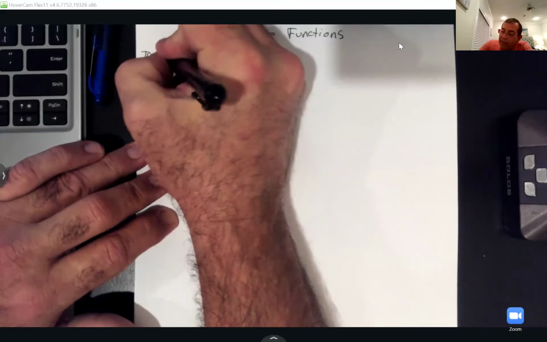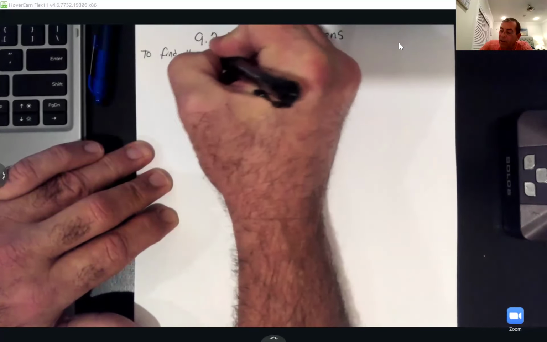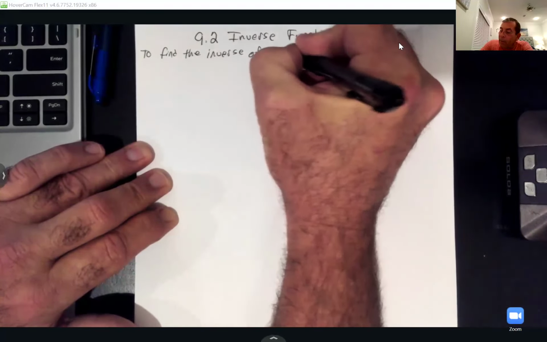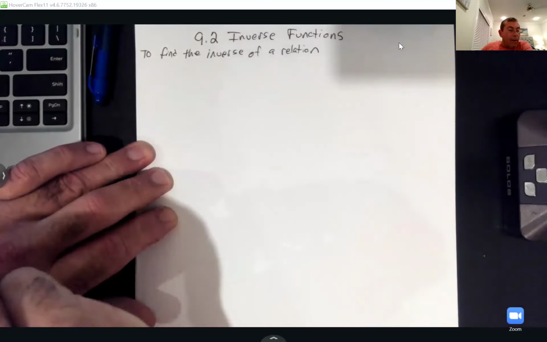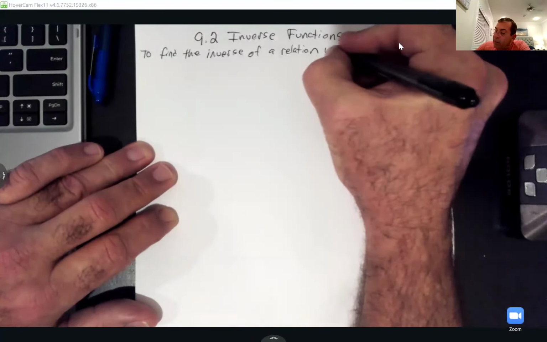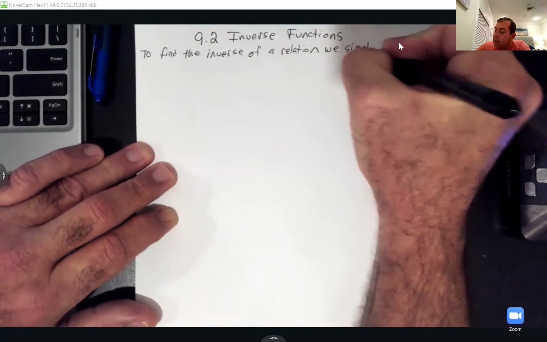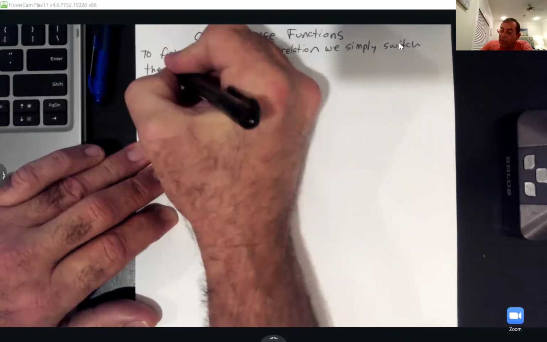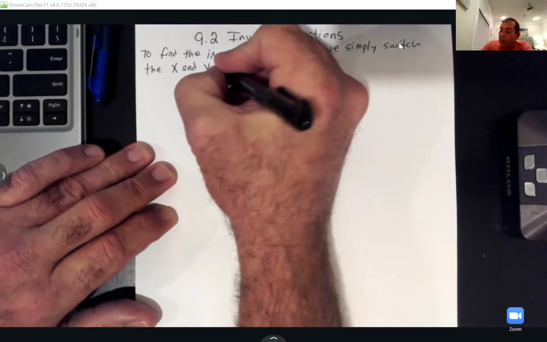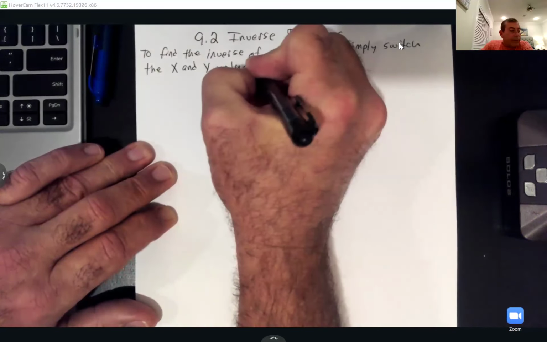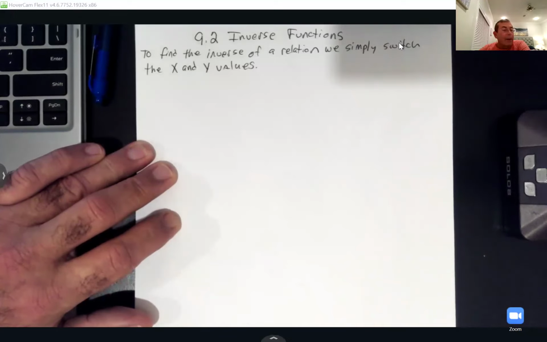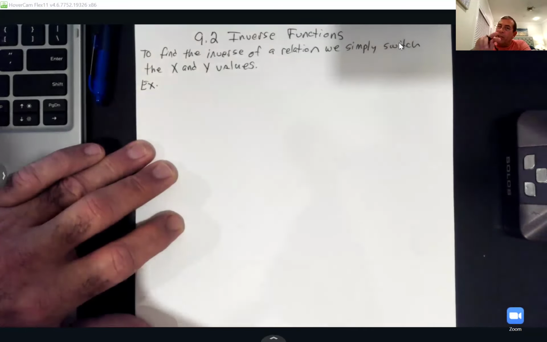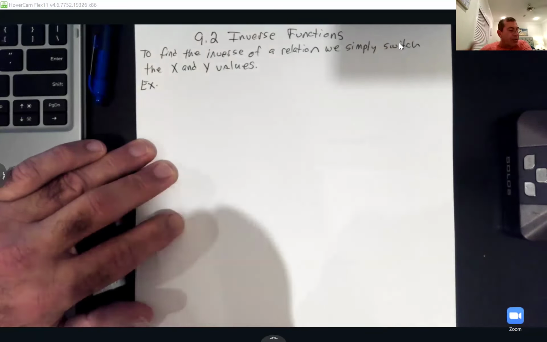So to find the inverse of a relation, we simply switch the x and y values. Okay? So all I'm going to do is switch the x and y values to find the inverse of these relations.